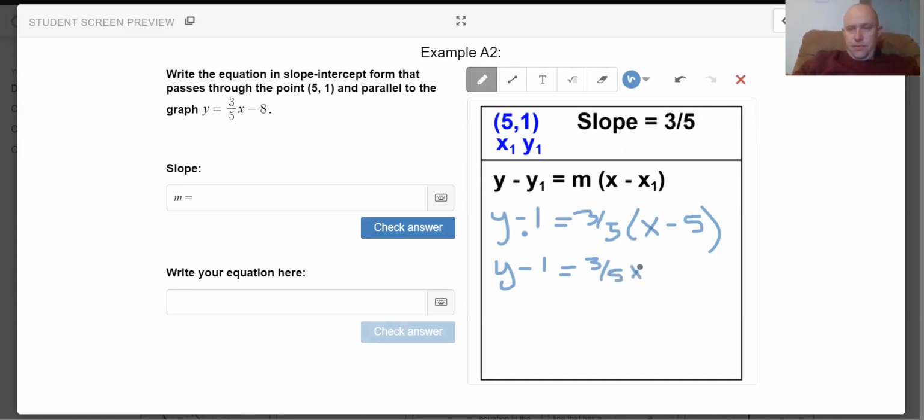And once again, apologies for the neatness. 3/5 times -5. Use your Desmos calculator to check this one, but it should come out as -3. And then opposites. So instead of subtracting 1, I'm going to add 1. That cancels. And then y equals 3/5 x again, and -3 plus 1.